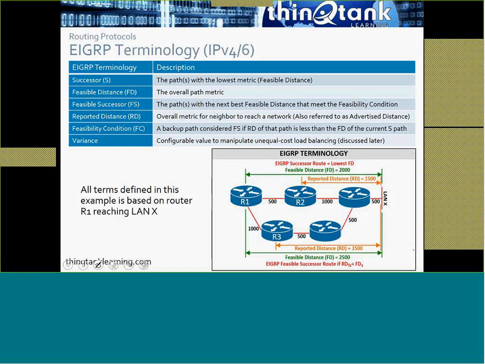Let me read the evaluation, and while I'm reading it, I'm going to be circling things on the diagram to visually help you see this. Feasibility condition: a backup path, which would be this path, agreed? A backup path is considered a feasible successor if the reported distance, here's reported distance. By definition, the reported distance is the cost for my neighbor to get to the same destination. It makes sense that it's called reported distance, doesn't it? Because this is the distance that R3 is reporting to R1. Make sense?